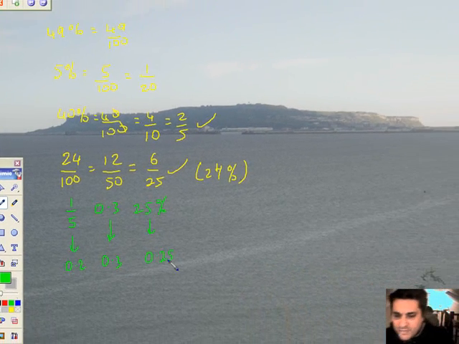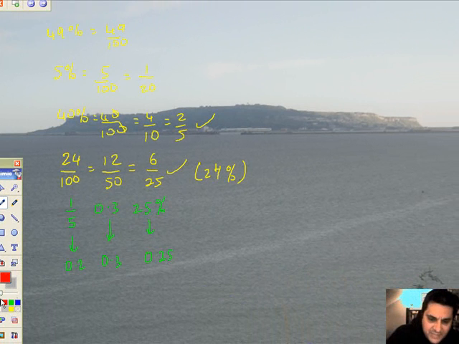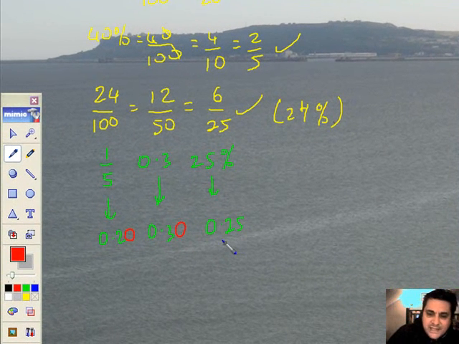Now as I've talked about before, it's best to fill up with zeros in case you get confused about the decimal places. So 0.2 is 0.20, 0.3 is 0.30. Now it's dead easy to see. So order of size, starting with the smallest, that's the smallest. That's the next one along, it's 0.25, and that's the biggest, so that's the third one.